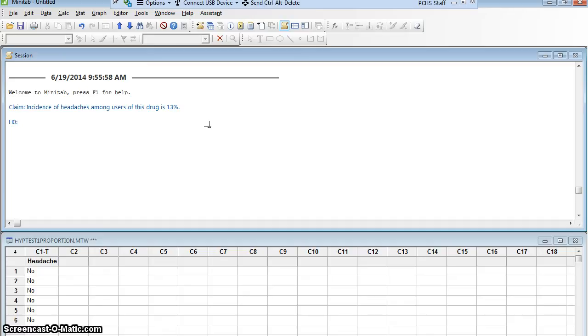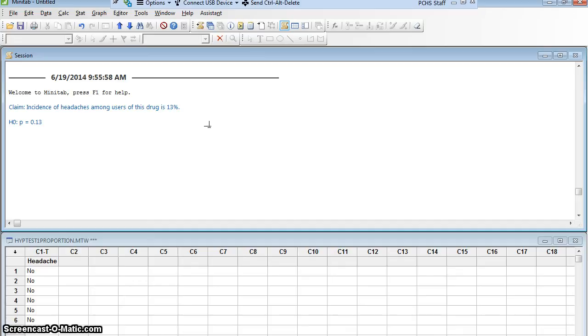Now, what kind of parameter is this? I should have mentioned that too. The incidence of headaches among users of this drug is 13%. That would be a proportion. We're saying what proportion of the population gets headaches. So P equals, and I'm going to put 13% as a decimal, because it's a proportion now.